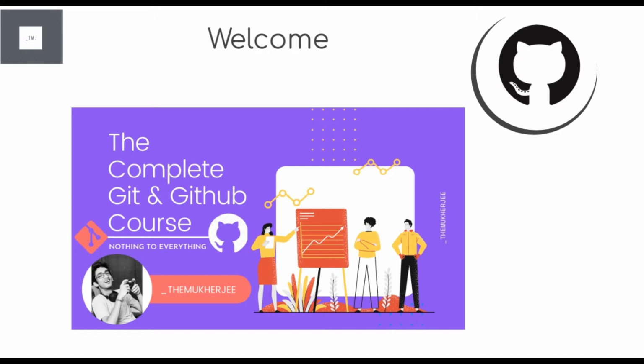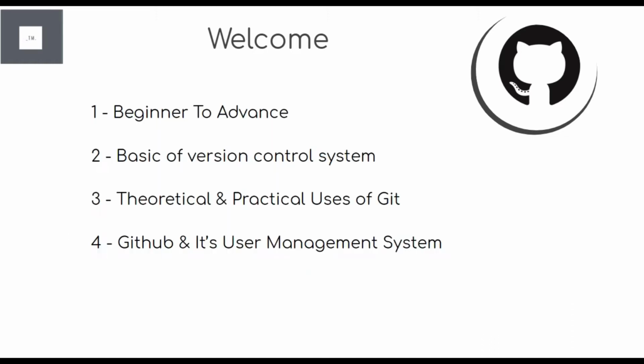So, okay, let me tell you what this course is all about. And for that, let me take you to my next slide. This course is all about the Git and GitHub version control system. It will take you from beginner to advanced. We will discuss the basic version control system of Git and GitHub, and also we will see the theoretical and practical use of Git, and we will take a look at GitHub, the user management system.